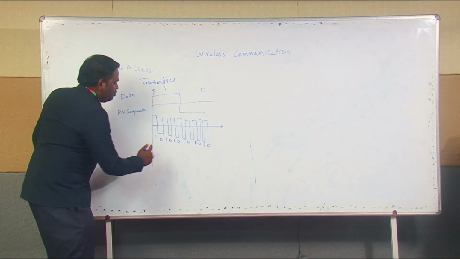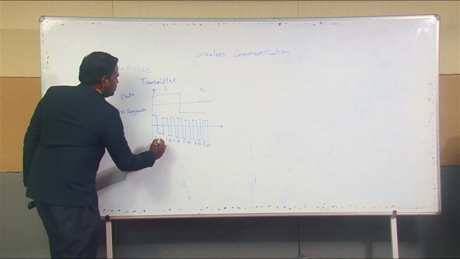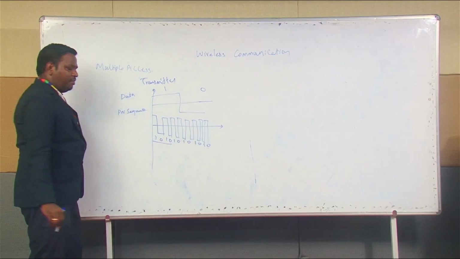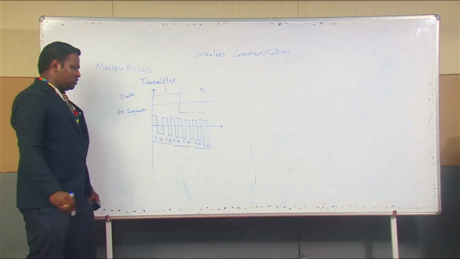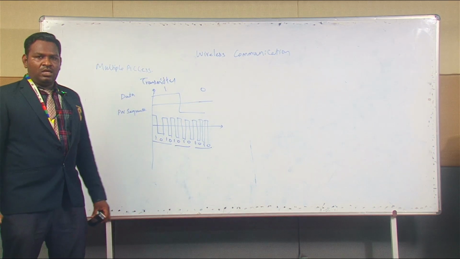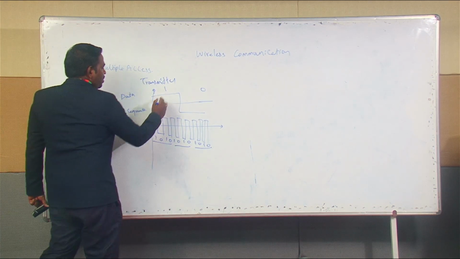So this is said to be the PN, that is 1010. This is said to be the PN sequence. This goes on repeating. Okay. So here, see, XOR operation.